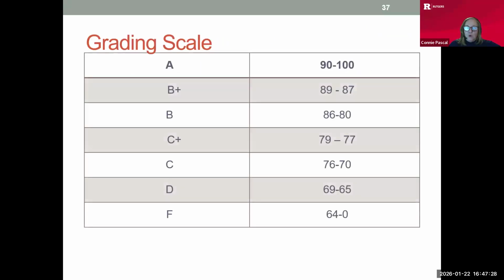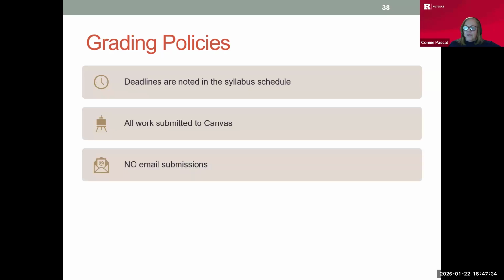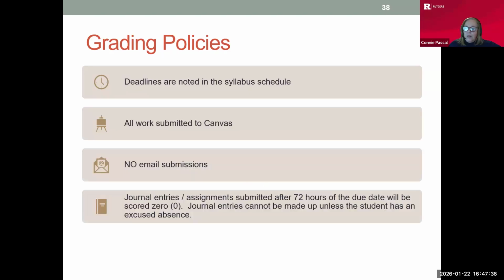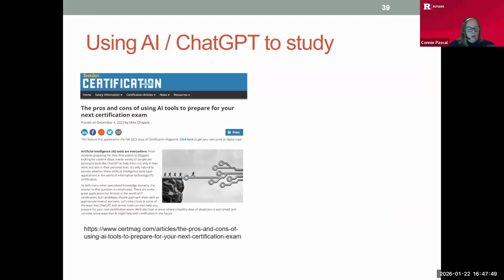Grading scale, same old grading scale we usually have. Grading policies, again, deadlines are noted in the syllabus. All work is submitted in Canvas. No email submissions, and journal entries submitted after 72 hours, so on Tuesday morning or whatever, get a 0 and cannot be made up unless you have an excused absence. And grade appeals within a week.